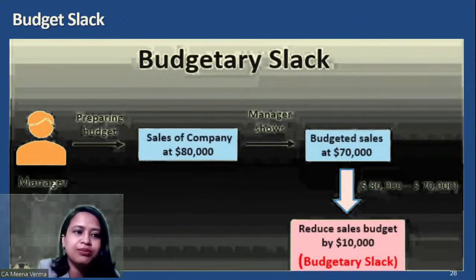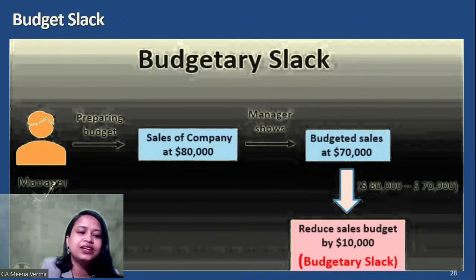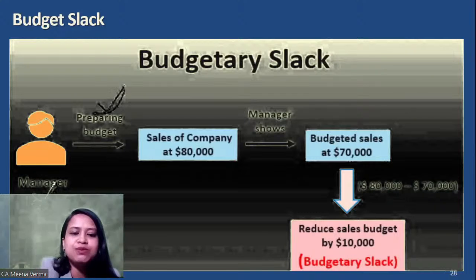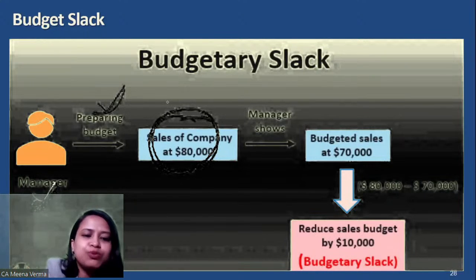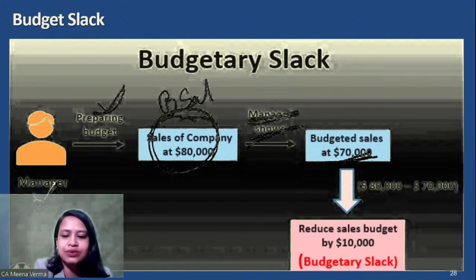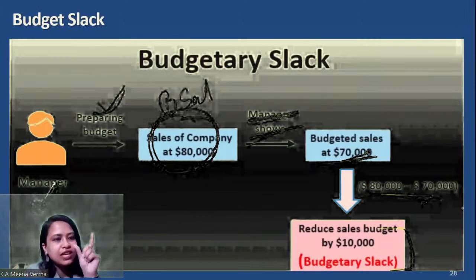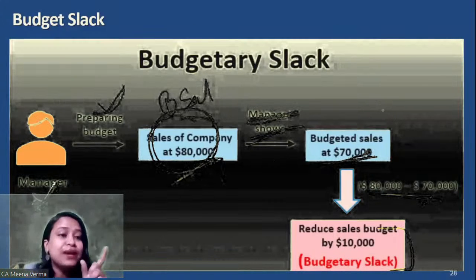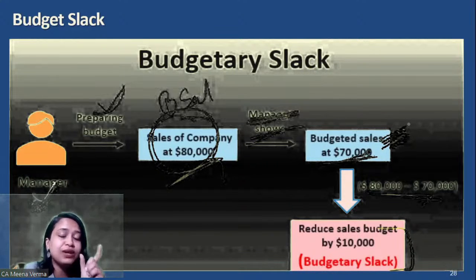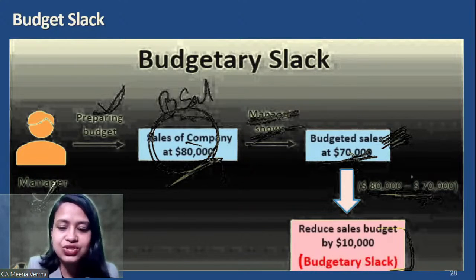Is the picture clear? So you can see here we have a manager and we prepare a budget. In this budget, the actual budgeted sale should be this. But the manager deliberately shows the budgeted sale as less. So this difference is a budgetary slack. The actual budgeted sale should be this, but the manager deliberately reduces the budgeted sale. This difference is called budget slack, which is not a good practice.